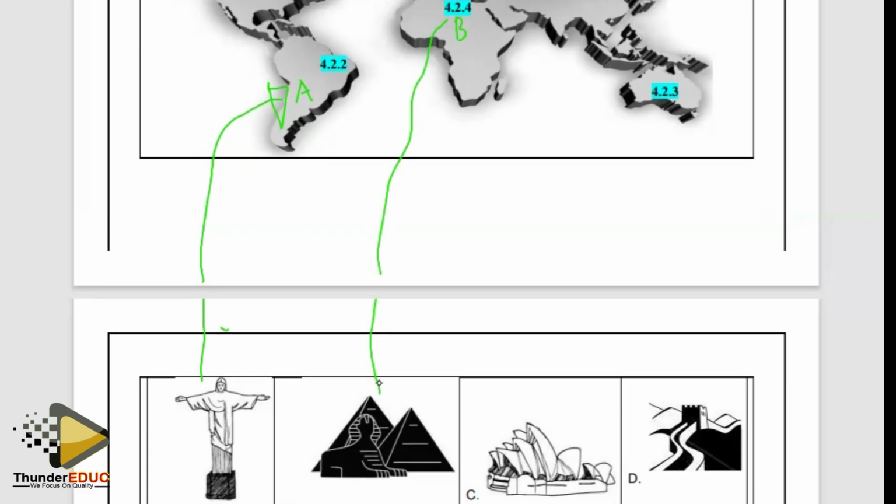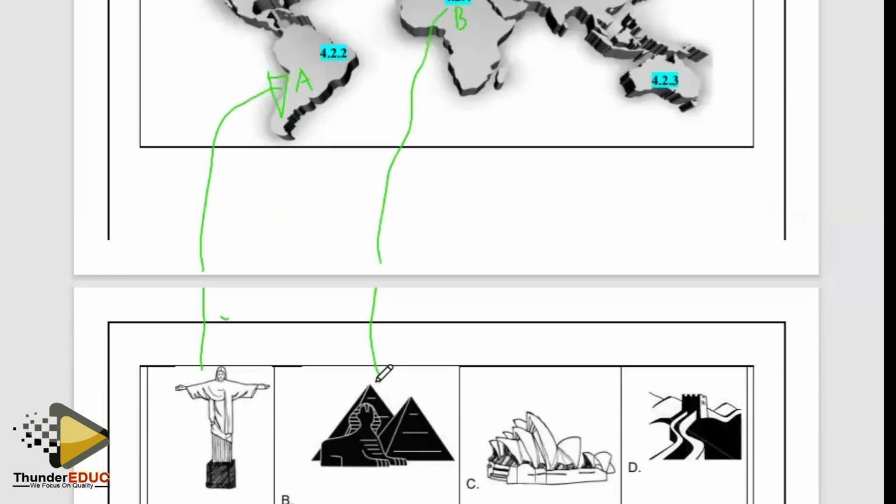Then moving on to the next one. The next one, this is the Sydney Opera House, which is located in Australia. So I'm going to link it to the continent of origin. This is the location of C.